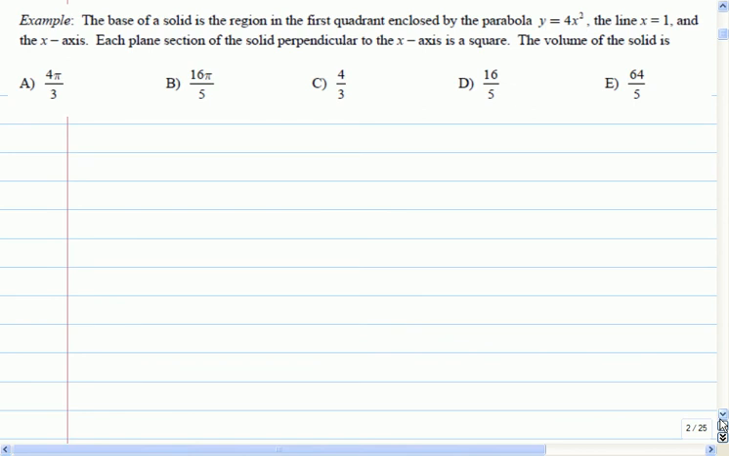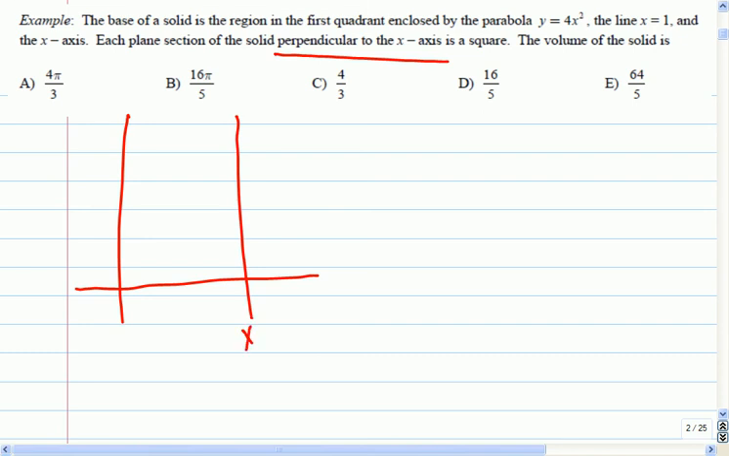Okay, so this one, again, you should be more familiar with this picture. So see if you can draw the picture. We're still doing the cross-section method, and we're still going perpendicular to the x-axis. Okay, so I'll let you come up with a picture for it. So this is a picture that you should have of the base of the object.